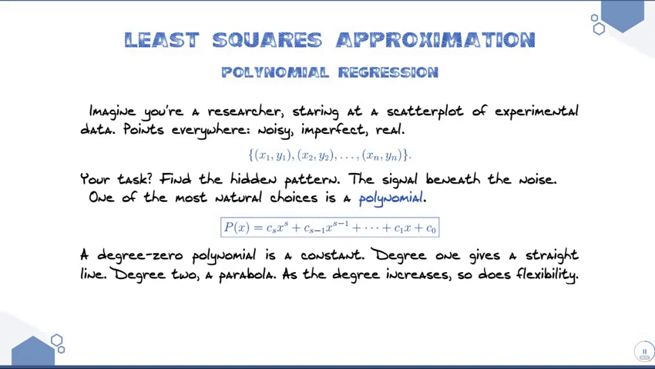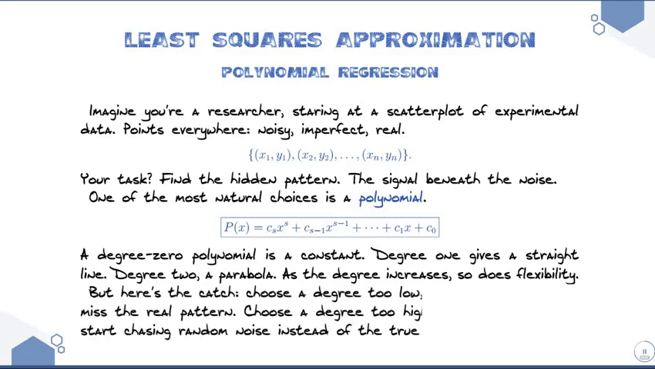A degree 0 polynomial is a constant. Degree 1 gives a straight line. Degree 2, a parabola. As the degree increases, so does flexibility. But here's the catch. Choose a degree too low and you underfit, you miss the real pattern. Choose a degree too high and you overfit, you start chasing random noise instead of the true signal.